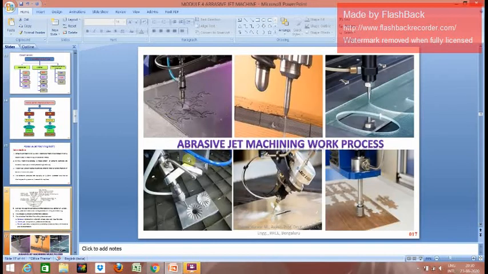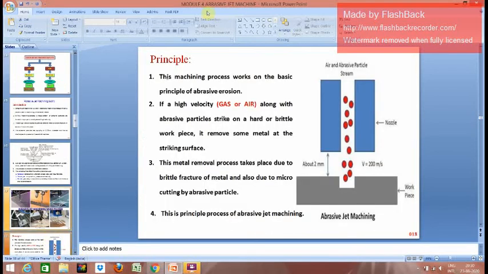This is the picture where I am showing you the abrasive jet machining and how it is going to work. You can see how the work is going on in this abrasive jet machining process. Next, what is the principle behind AJM? This machining process works on the basic principle of abrasive erosion. Over here, these are the red particles shown. These are the air and abrasive particle stream, which is going to act on the work surface in order to remove the unwanted material.